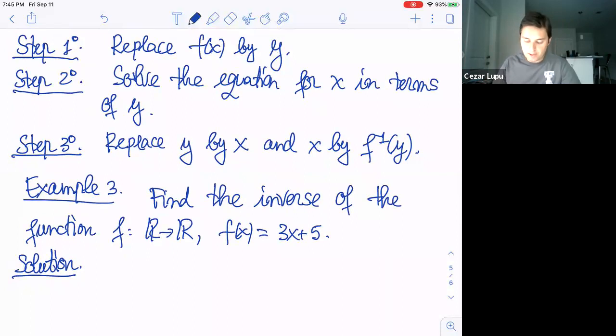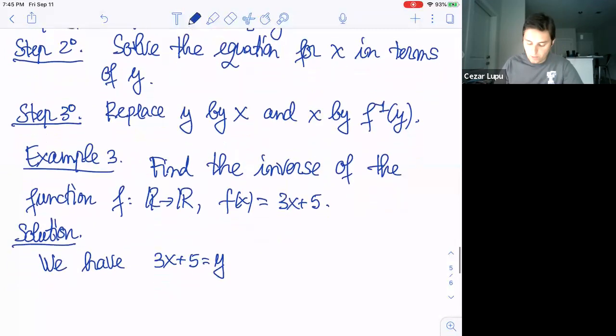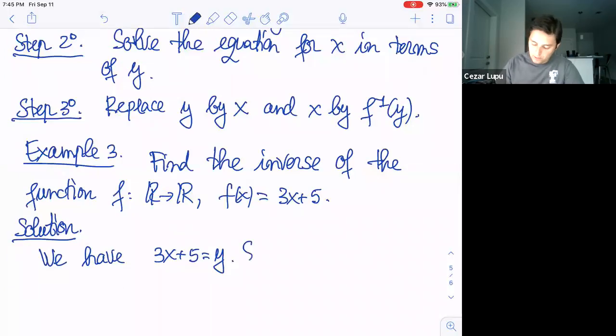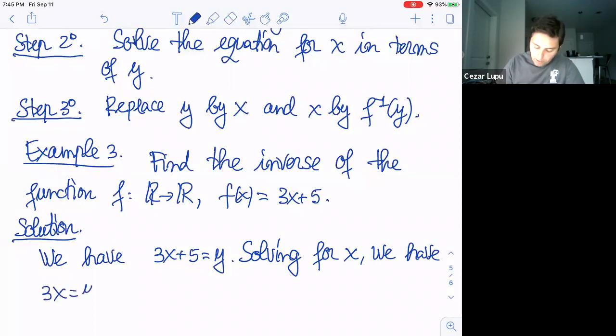Well, the first step is to replace f of x by y. So we have 3x plus 5 equals y. Now step two, solve the equation for x in terms of y. So we have to solve this for x. Solving for x, we have 3x equals y minus 5, or equivalently, x will be y minus 5, everything over 3.